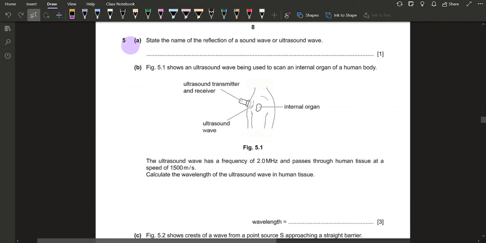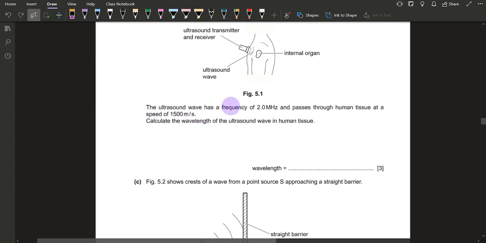Question number 5. Part A, state the name of the reflection of a sound wave or ultrasound wave. So that's going to be echo, pretty common sense. Part B says, figure 5.1 shows an ultrasound wave being used to scan an internal organ of a human. There's an ultrasound transmitter and receiver, ultrasound wave, and internal organ. The ultrasound wave has a frequency of 2.0 megahertz and passes through human tissue at a speed of 1500 meters per second. Calculate the wavelength of the ultrasound wave in human tissue.